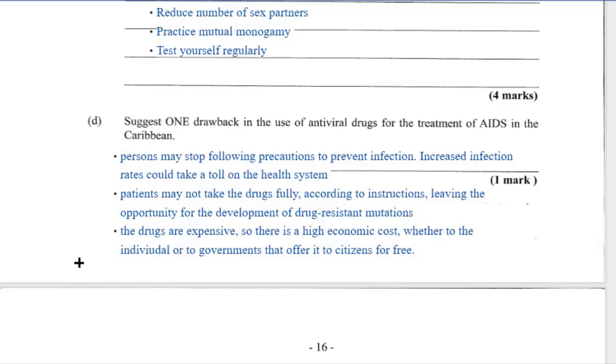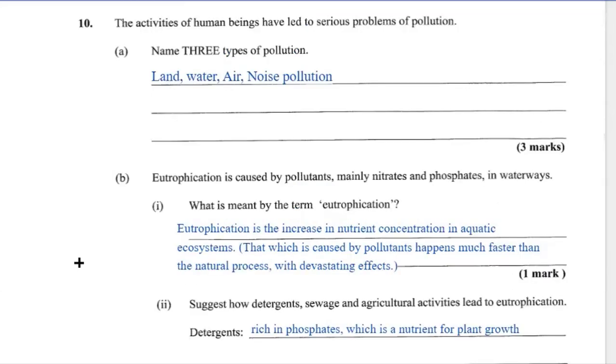Now let's move on. Activities of human beings that have led to serious problems of pollution. So types of pollution: land, water, air, noise. Thermal pollution is another one, right? And we have here, next question.